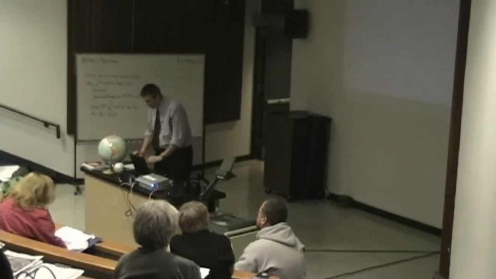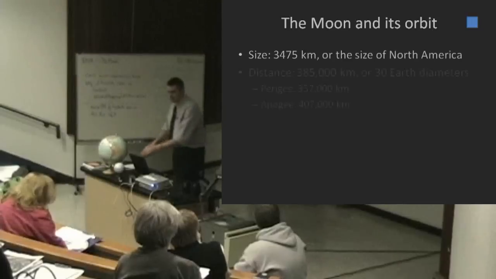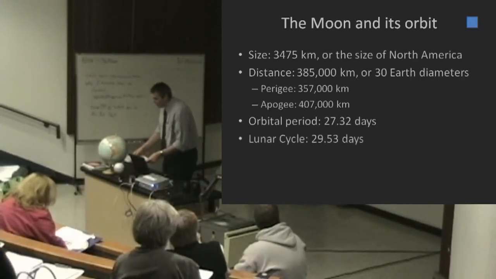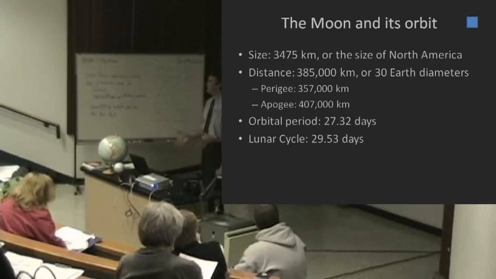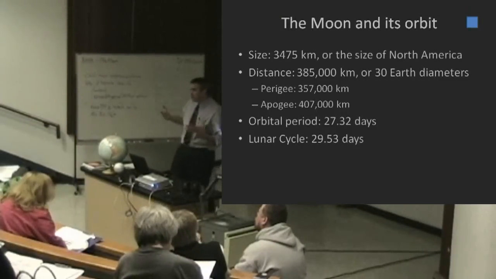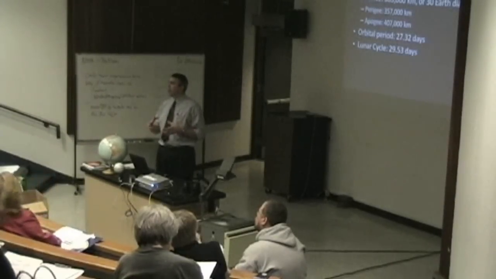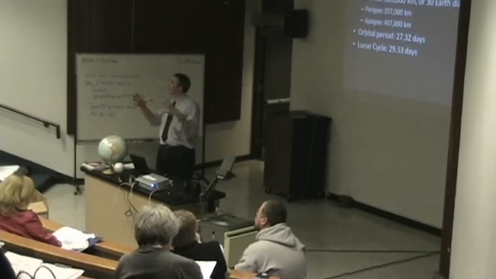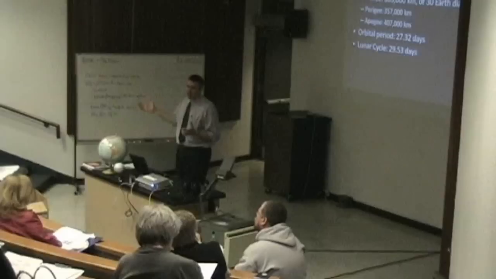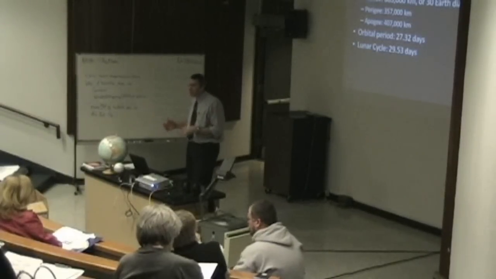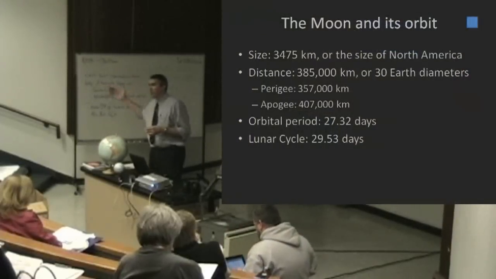It's not close. So, some of the fast facts, which are on your handout. The diameter of the Moon is 3,475 kilometers, or roughly the size of North America. And the distance, 385,000 kilometers, is an average distance. The orbit, as we will see, is not circular. It's an elliptical orbit, so sometimes it's closer and sometimes farther away. At its closest, it's about 357,000 kilometers, and at its farthest, about 407,000 kilometers.